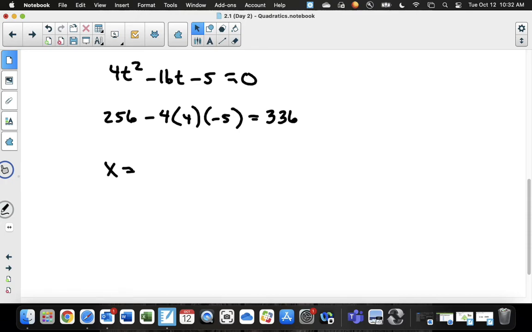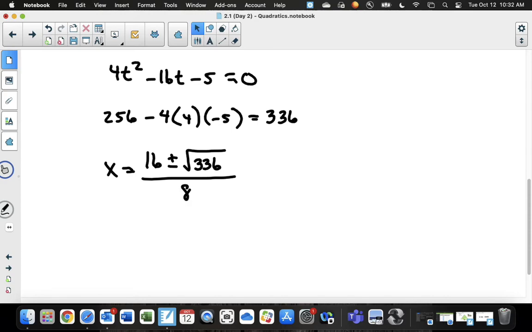X equals opposite of b, 16 plus or minus the square root of, but in this case I already did all the stuff underneath, 336, all over 2 times a, which in this case would be 8. Okay. Here's that same question that I asked you on the assignment.